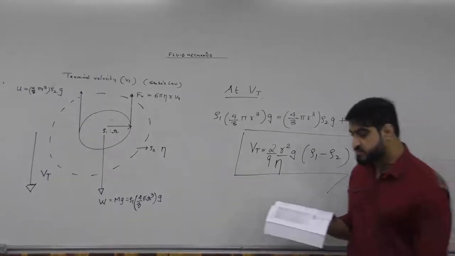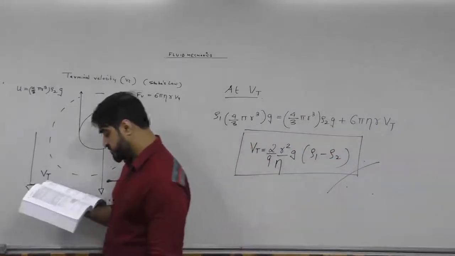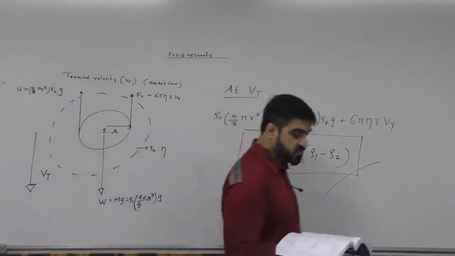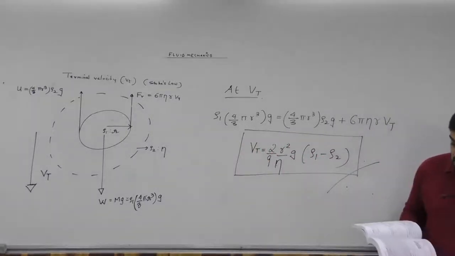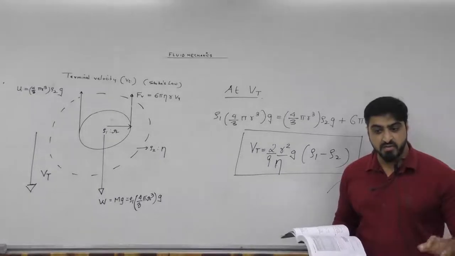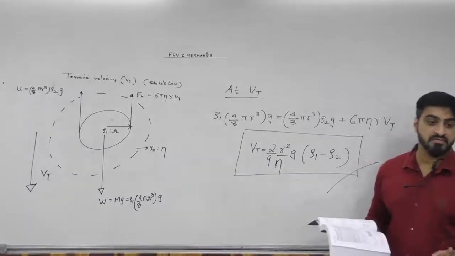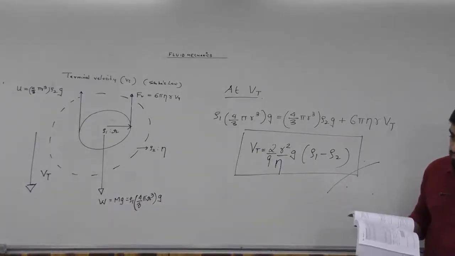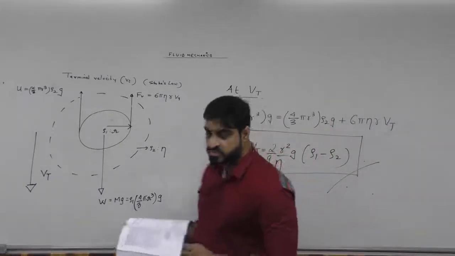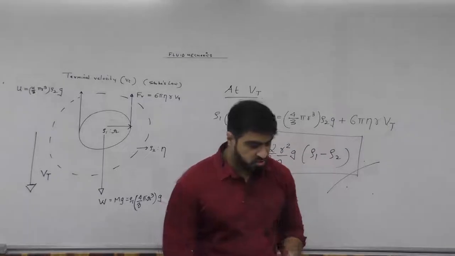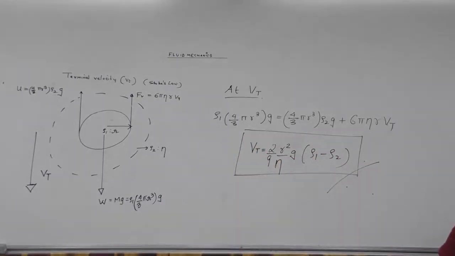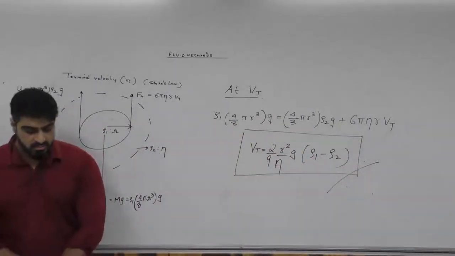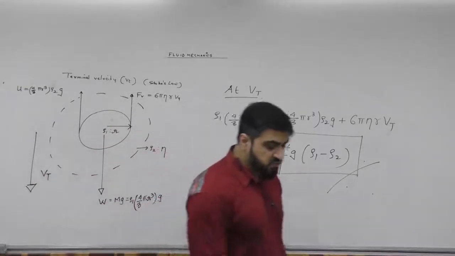Coefficient of viscosity eta is 10 raised to minus 3 SI. SI means deca poise. If it is given in poise, you will have to multiply by 10 raised to minus 1. Remember this thing, 10 raised to minus 1. Okay. Find the tangential force applied.